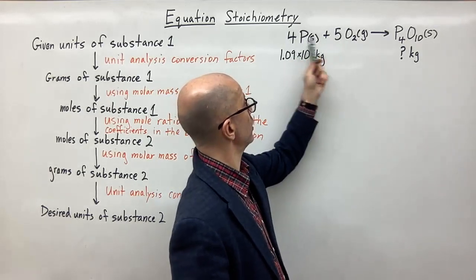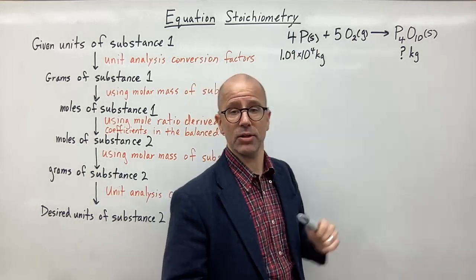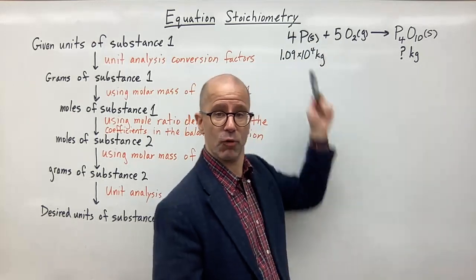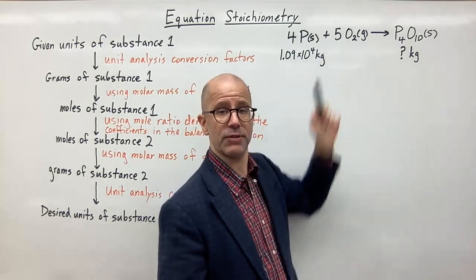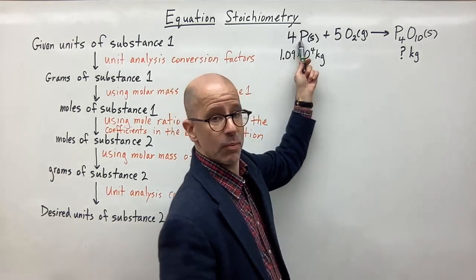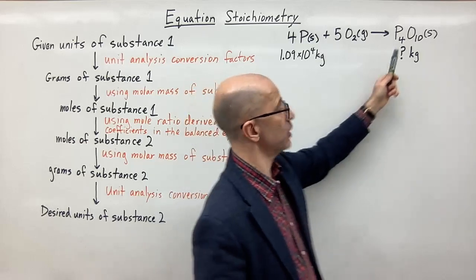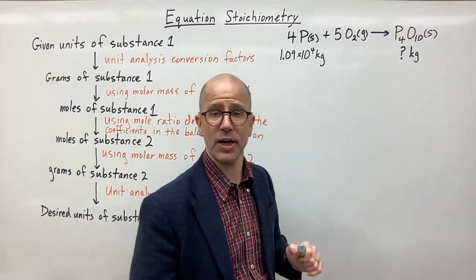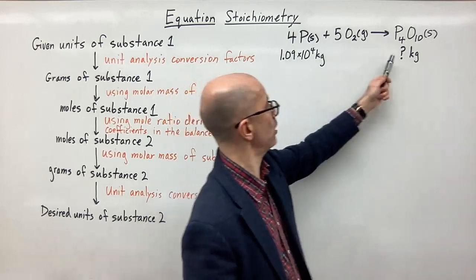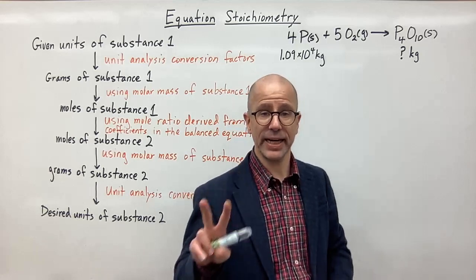So if I wanted to convert a given amount of phosphorus to a given amount of oxygen, I would use the 4 to 5 mole ratio, 4 moles of phosphorus to 5 moles of oxygen. Or if I wanted to convert a given amount of phosphorus to a given amount of the tetraphosphorus dioxide, then I would use the 4 to 1 mole ratio. So that is the second step.